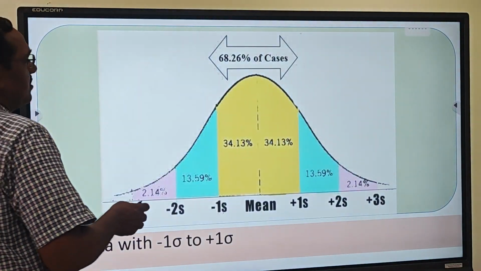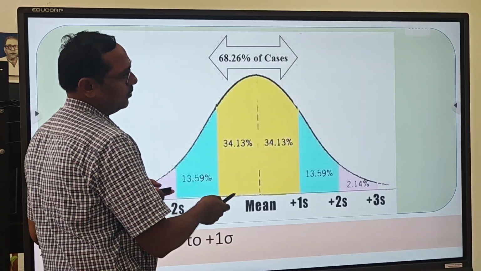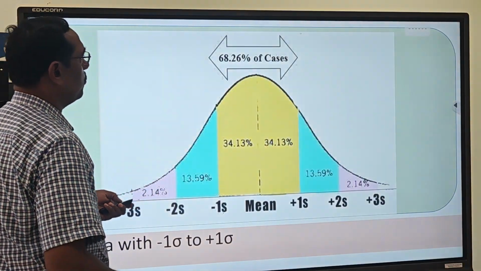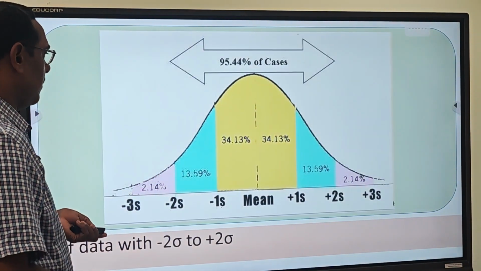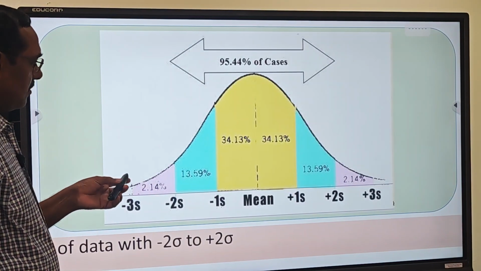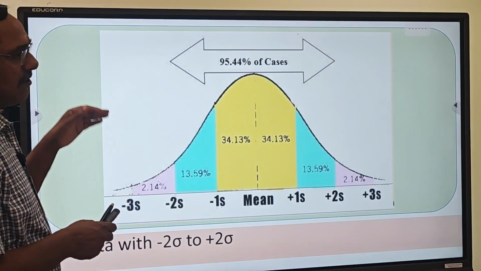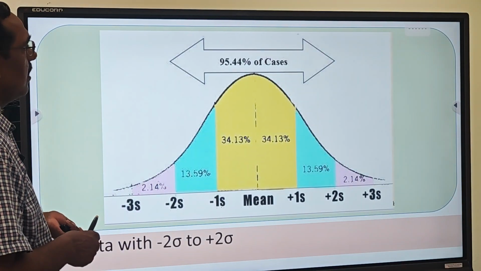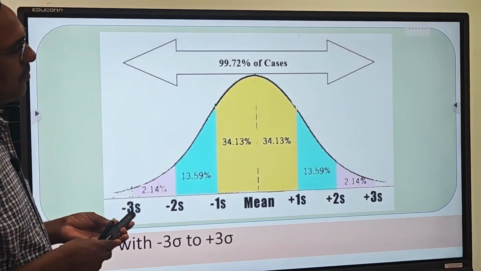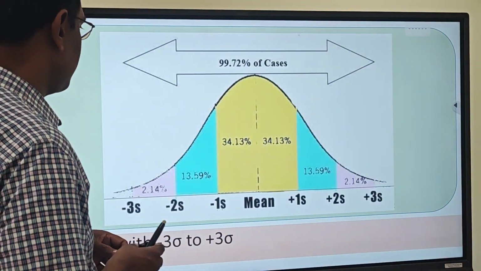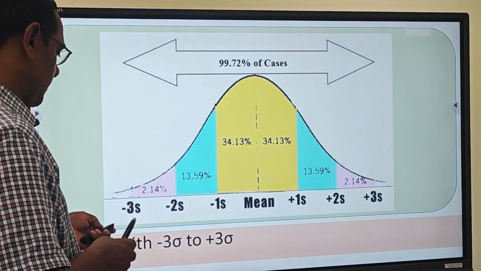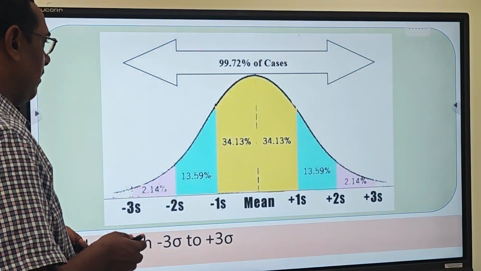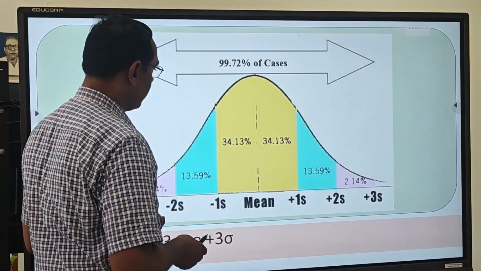These are the percentages of cases lying between -1 standard deviation and +1 standard deviation. We have 68.26% of cases, and between -2 and +2 standard deviations we have 95% of the data. 99.72% of the data lies between -3 and +3 standard deviations. This is how, when we go for differences, we use all these things.